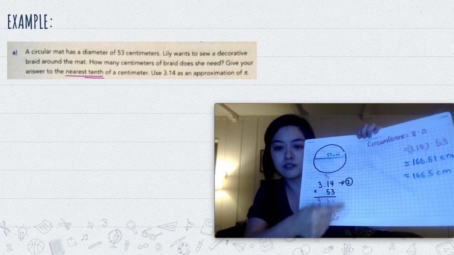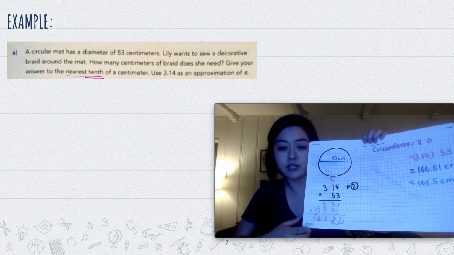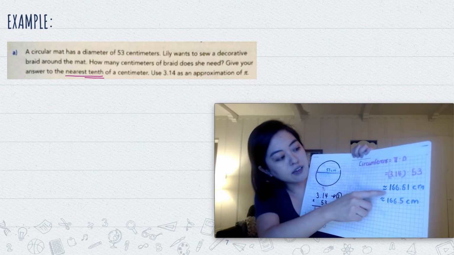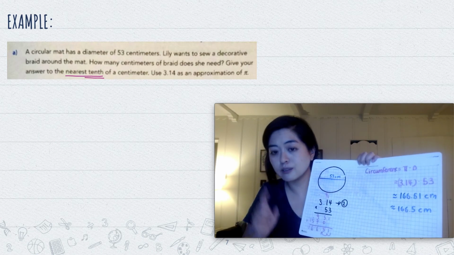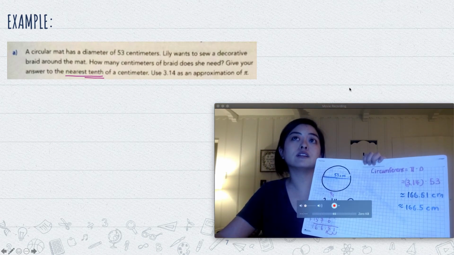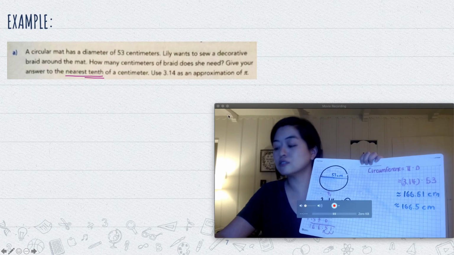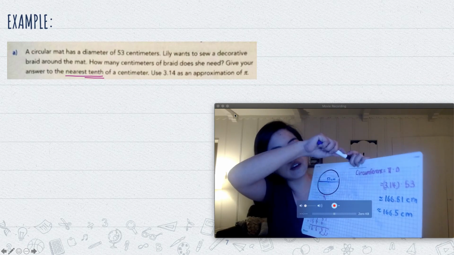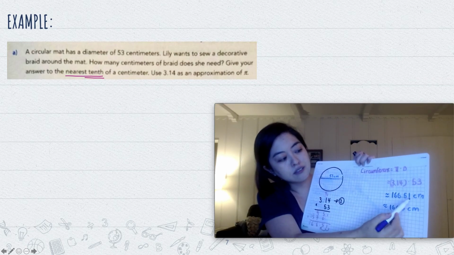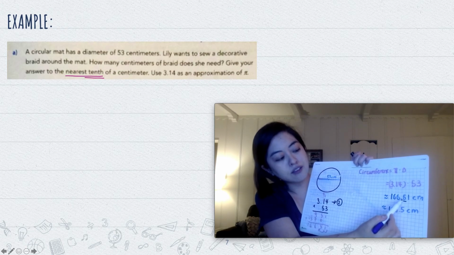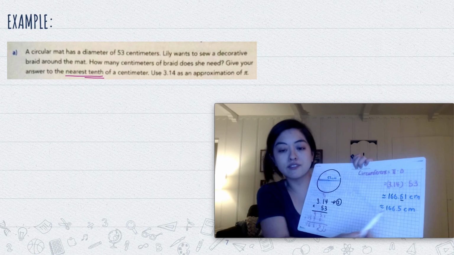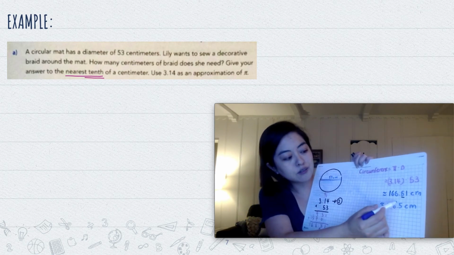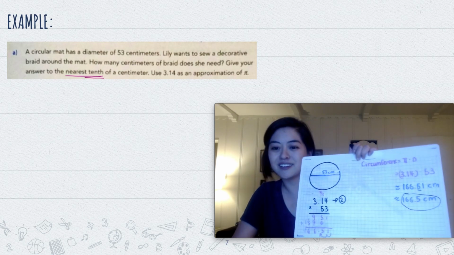If you're curious how I did the work, you can pause the video. I got approximately 166.51 centimeters, but it says here, give your answer rounded to the nearest tenth. So this is the hundredth, and this is the tenth there. The nearest tenth is 166.5 centimeters. So this is our answer right here.